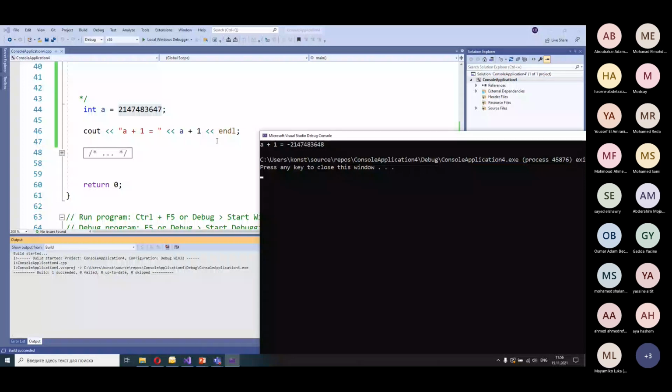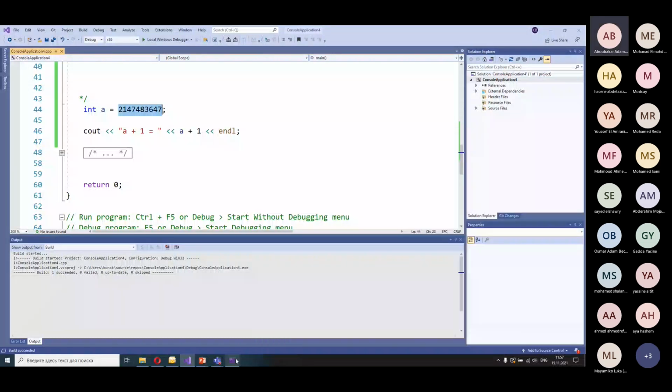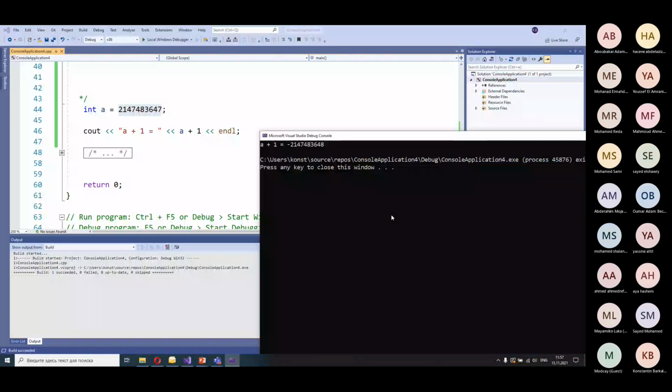This situation is called overflow, when the number exceeds the upper bound of the numbers. This is the upper bound for the integer numbers. Is there no lower bound? Yes, sure. The lower bound is also there. It's written here. This is the lower bound. Let's check again. This is the lower bound.